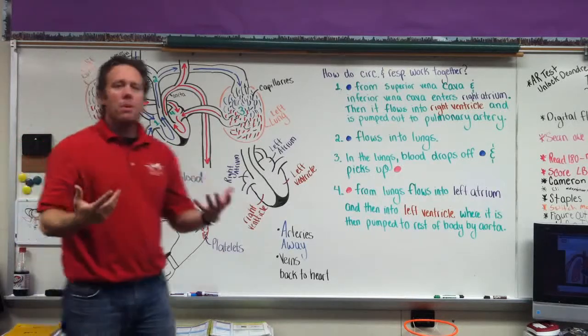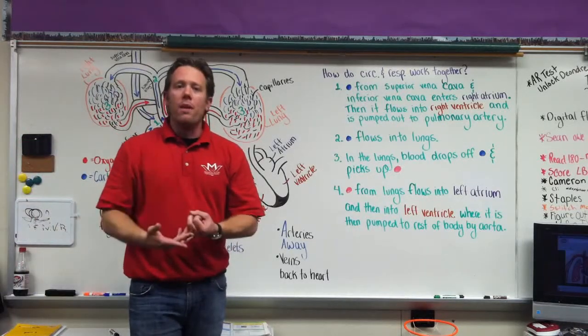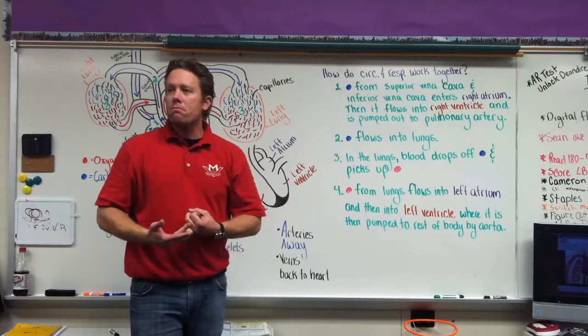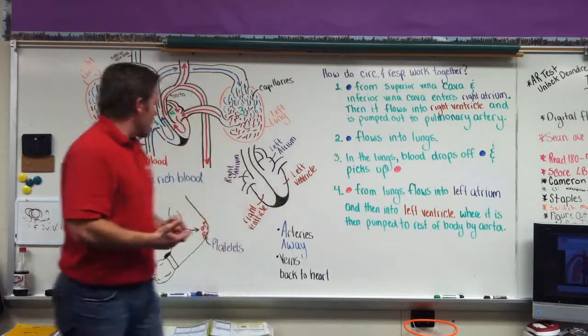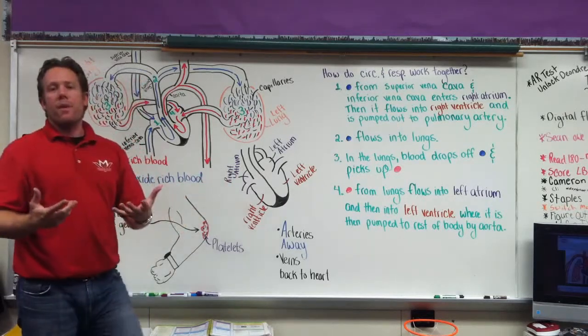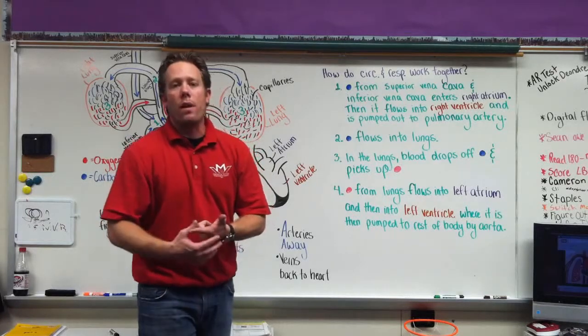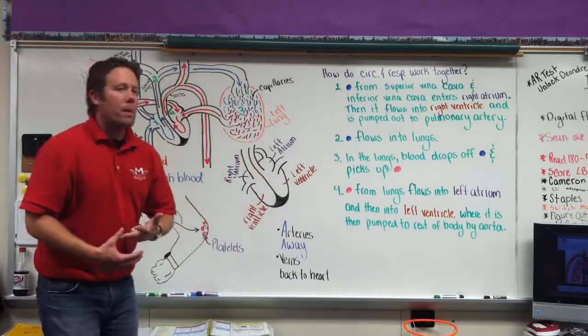The circulatory system is made up of the heart, blood vessels, and that's pretty much it. We have the various different kinds of blood vessels, right? We have the veins, the arteries, and the capillaries.